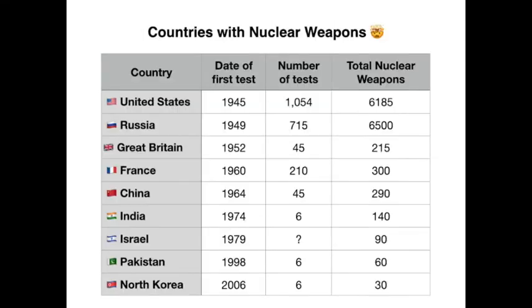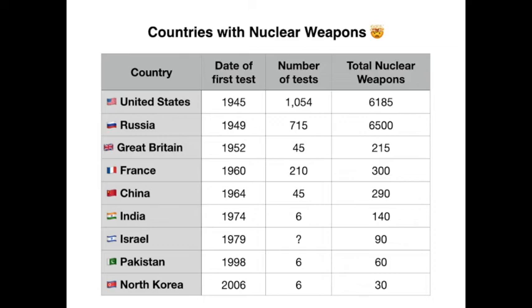All right. Countries with nuclear weapons. These are all the countries that currently have nuclear weapons, the date that they tested them out, the number of tests conducted, and then their current total nuclear weapons. The United States still has more than 6,000 nuclear weapons. Russia has more than 6,000. Other countries measure in the hundreds, but as you saw with just how destructive they are, if you just have a few of them, just a few is enough to be very, very destructive.